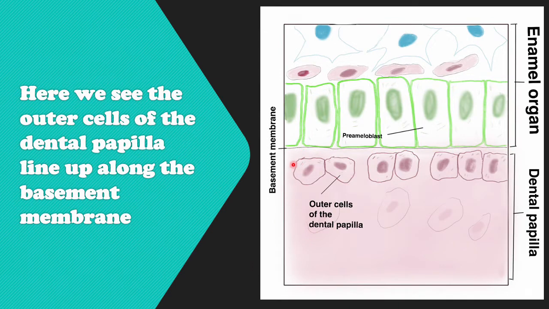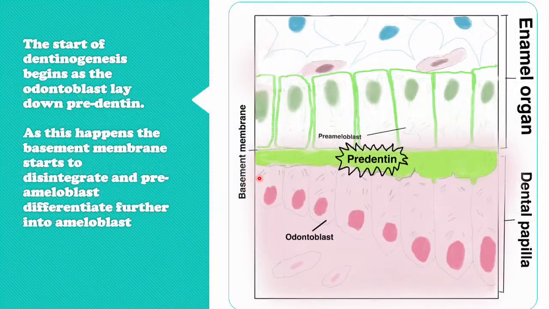In this illustration, we see the outer cells of the dental papilla begin their formation lining up against the basement membrane in mirror images of the preameloblast. Here we see the start of dentinogenesis, as the odontoblasts start to lay down pre-dentin. As this happens, the basement membrane will begin to disintegrate, and the preameloblast will further differentiate into ameloblasts, which will secrete the enamel matrix.